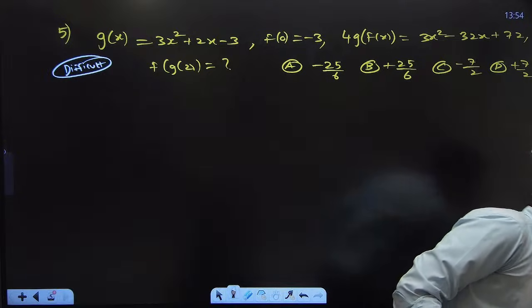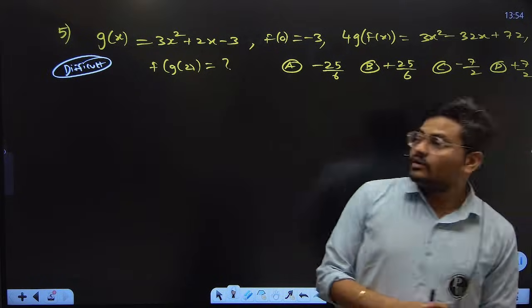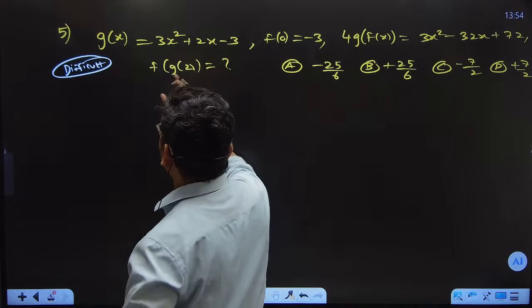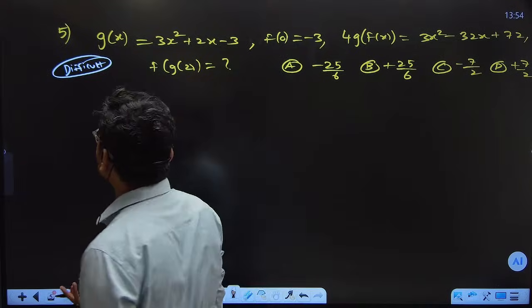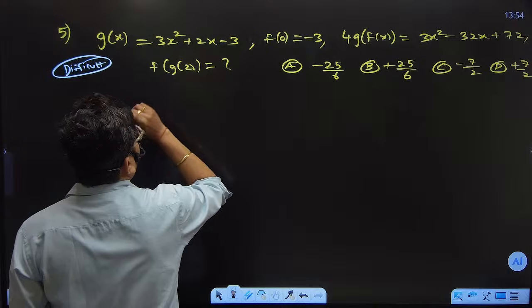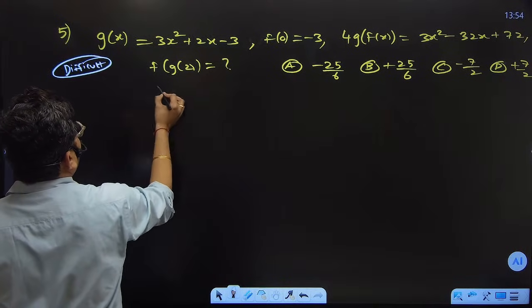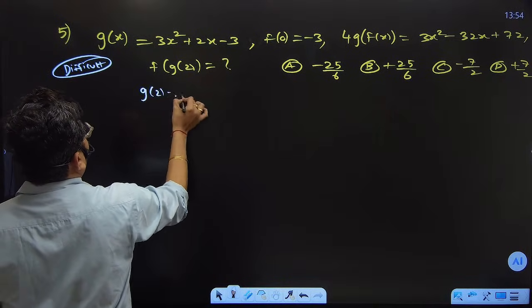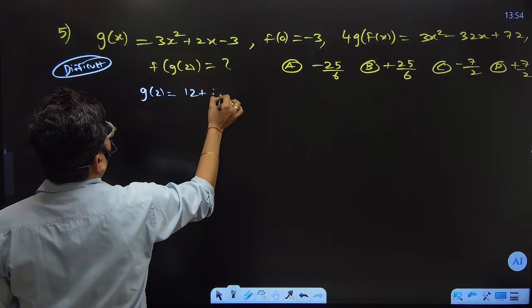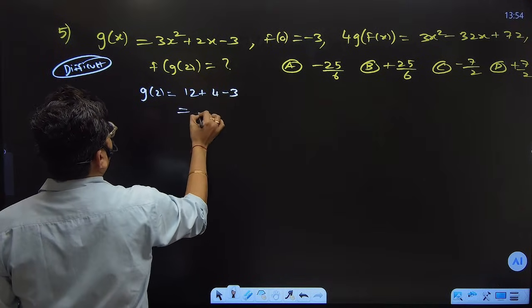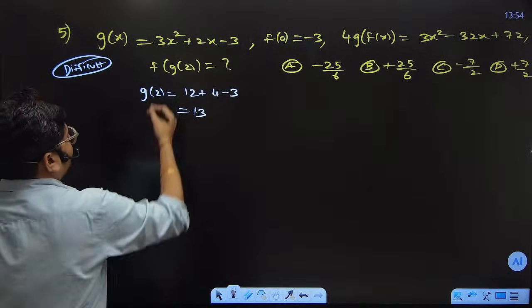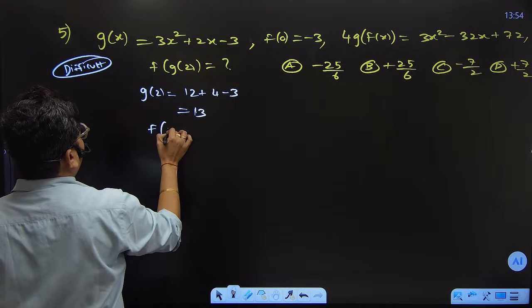So what can you do in this question? The requirement is f of g of 2, and the g of x function is known to you. So g of 2, if I want to calculate it: 4 into 3 is 12, 2 into 2 is 4, minus 3, so 12 plus 1, 13. So g of 2 is 13. So the ask is f of 13.